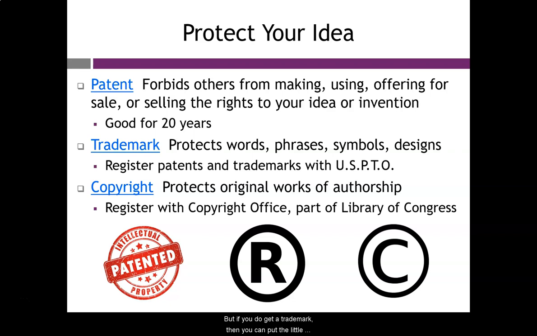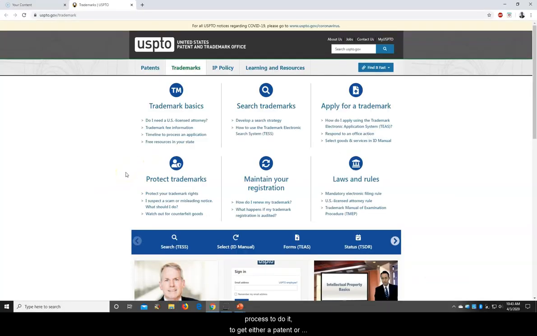But if you do get a trademark, then you can put the little R. That means you've got the trademark. And so it's actually a very easy process to do, to get either a patent or trademark. So this is the Patent and Trademark Office, and these are trademarks. Here's the basic information about it. Here you can search for trademarks that are out there. That's how you apply. You just click on it. It's a relatively straightforward process.